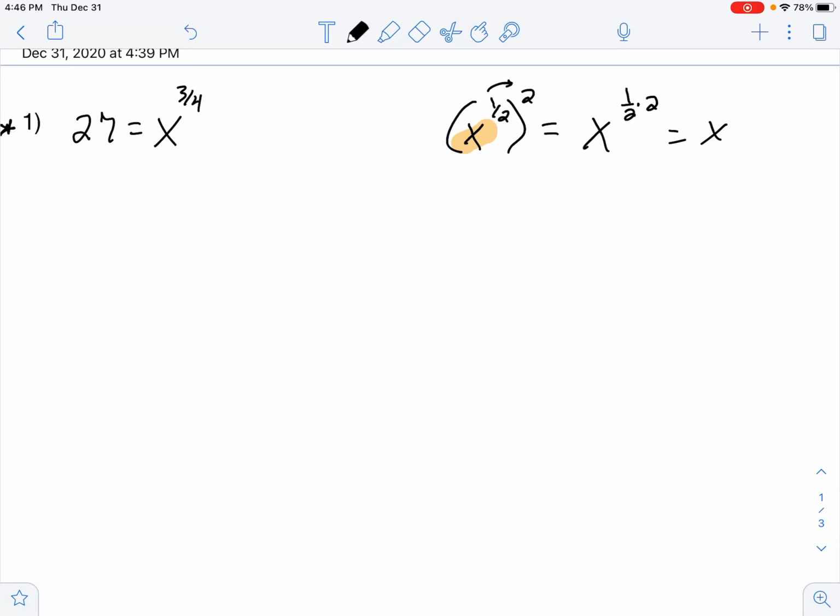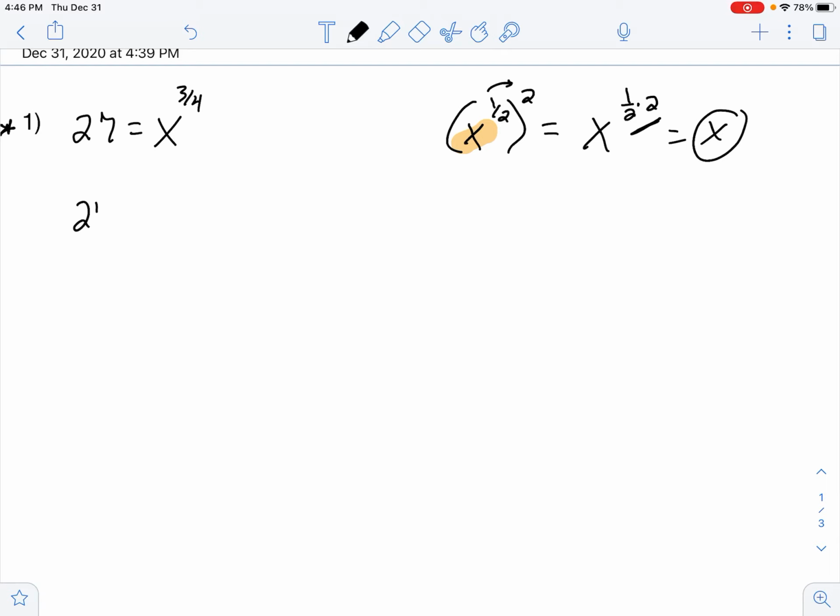Well, what I really did, 1/2 times 2, didn't I multiply by the reciprocal? That's exactly what I did. I multiplied by the reciprocal, and that wound up giving me just x. So that's what we want to do here. We want to do that in problem number one so that we can get the x by itself. So what we're going to do to both sides is raise each side to the reciprocal power.